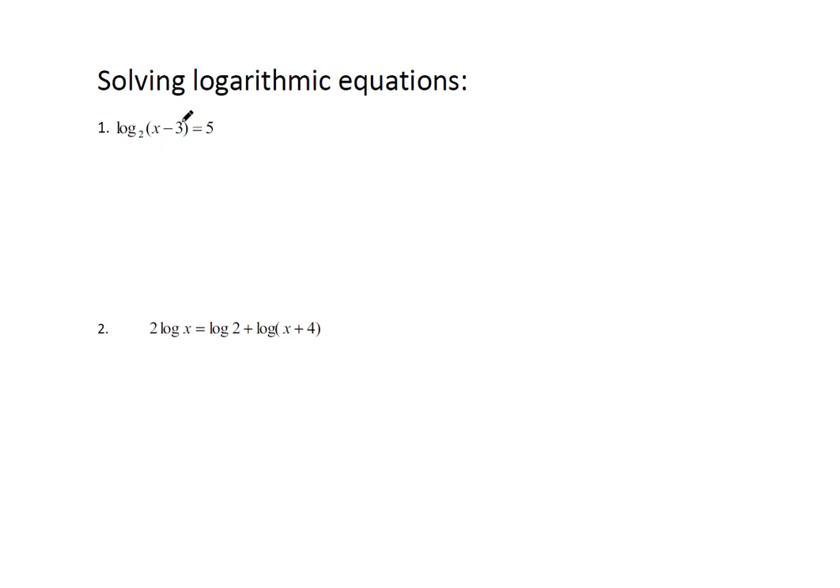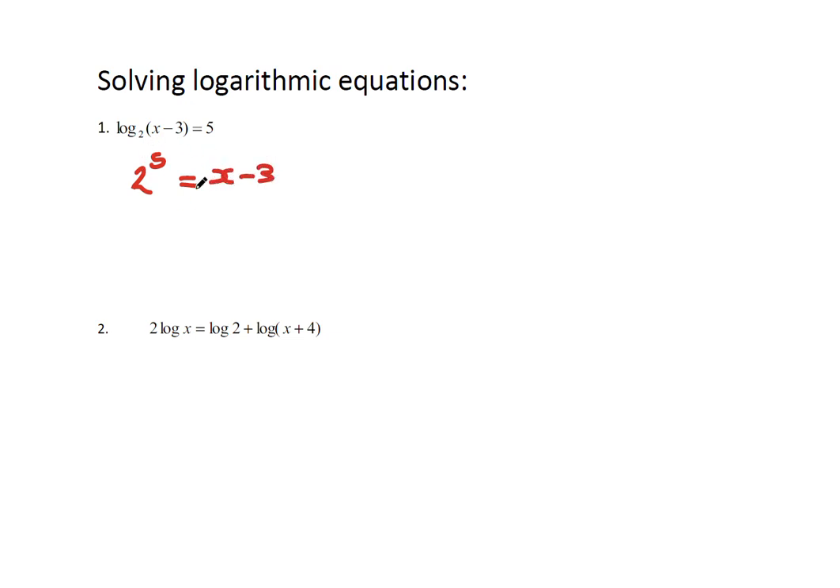Because this logarithmic function is already in a condensed form, we can go straight ahead and express it in the exponential form by raising the base of the log to the power of the term on the other side of the equation. This will be 2 to the 5th power, equal to the expression that we're taking the log of, which is x minus 3.